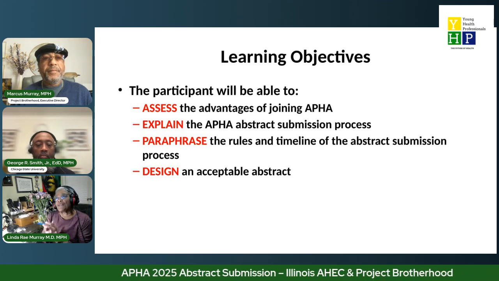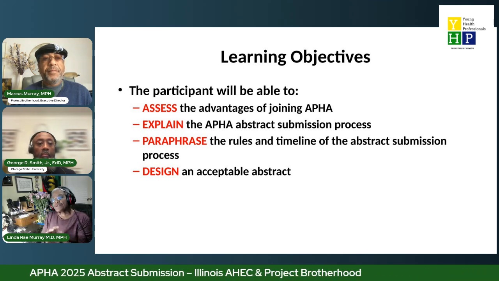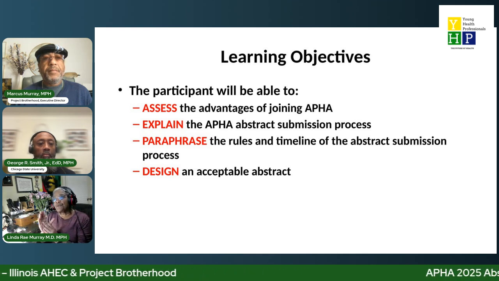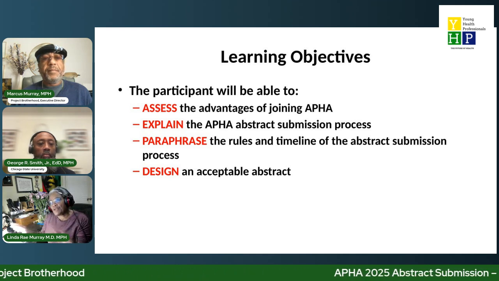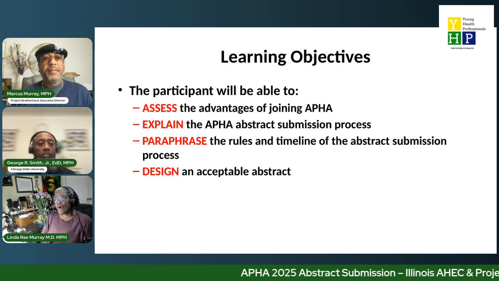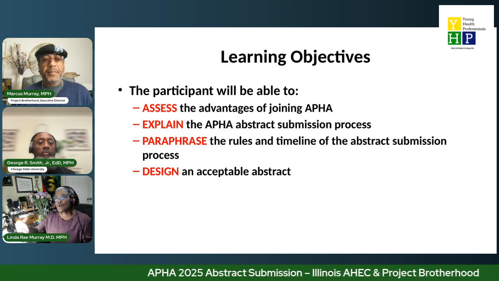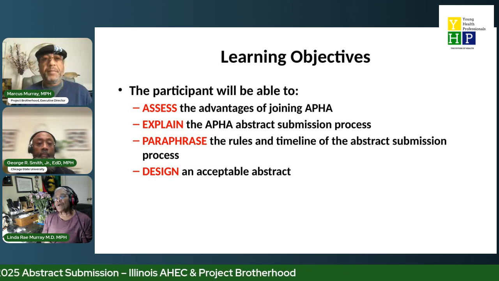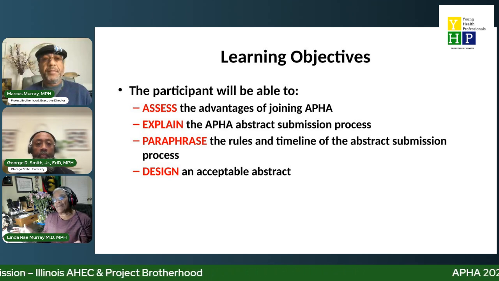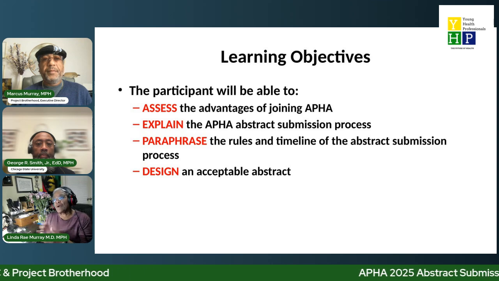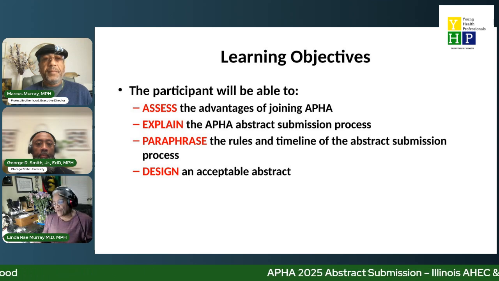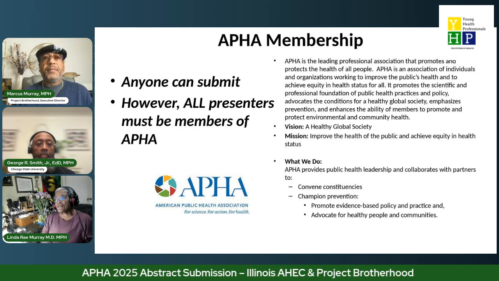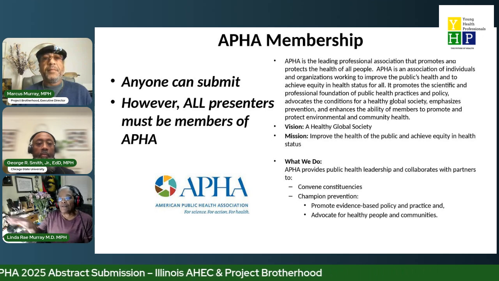Well, what we want to do in this session, and we're going to be going through the slides, we hope the slides will be posted, is to have you get some screenshots so you can see what's going on at the APHA. We want to explain the actual abstract submission process because that often confuses people. We want to review the rules and timeline for the abstract, and we want to help you design an acceptable abstract. Next slide. So one of the things to remember, I won't read all the slides.